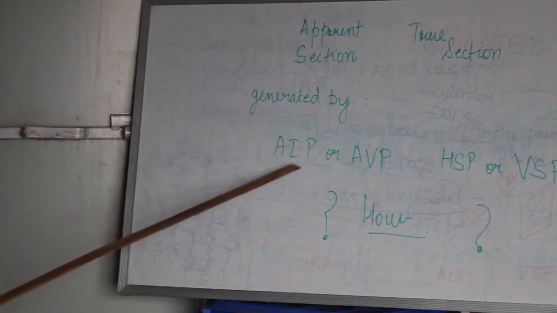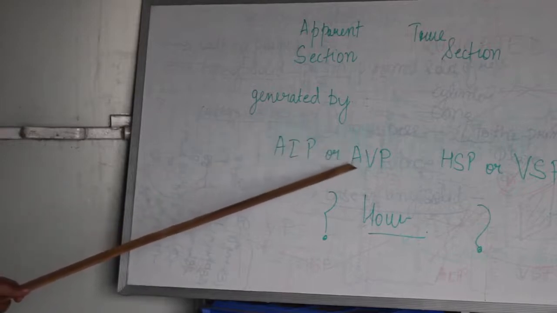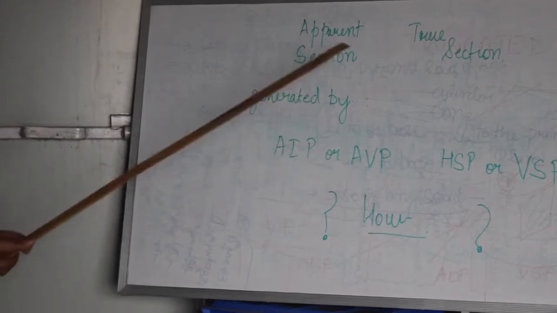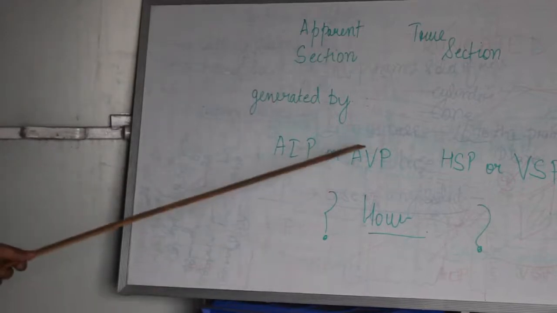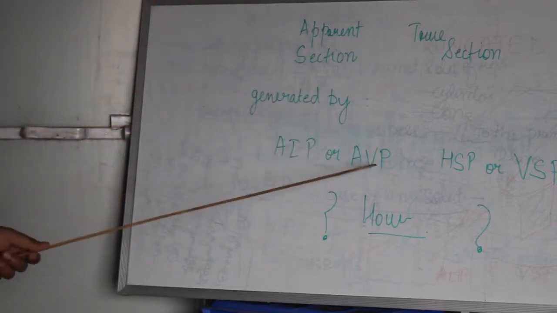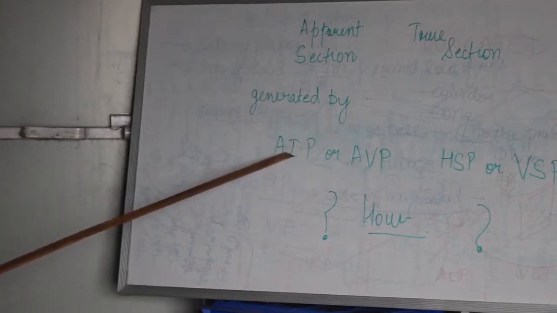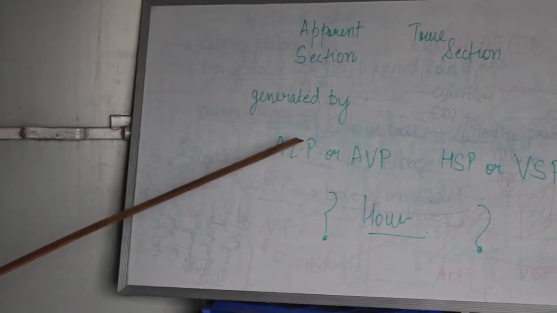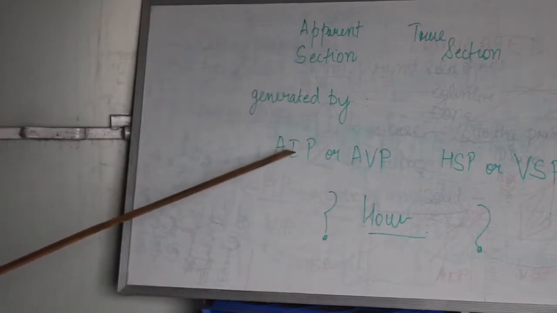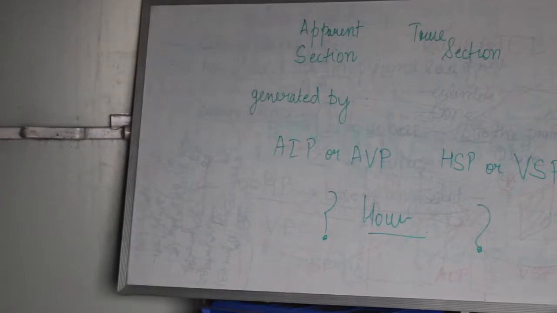whereas if the cutting plane is AIP, auxiliary inclined plane, or it is AVP, auxiliary vertical plane, means if the cutting plane is inclined to the solid base or it is inclined to the vertical plane like here in AVP, or if it is inclined to the base of the solid, if the base of the solid is resting on HP and it is an AIP plane which is actually inclined to the horizontal plane, so the section which is generated by these two categories of cutting planes is an apparent section.